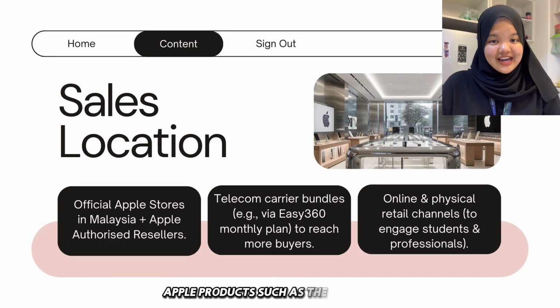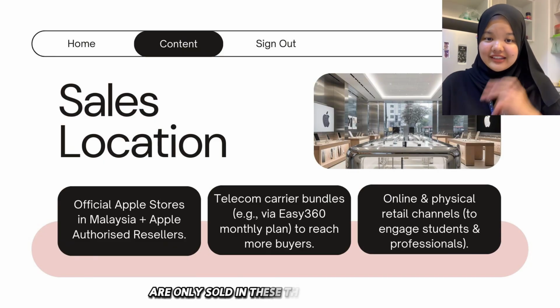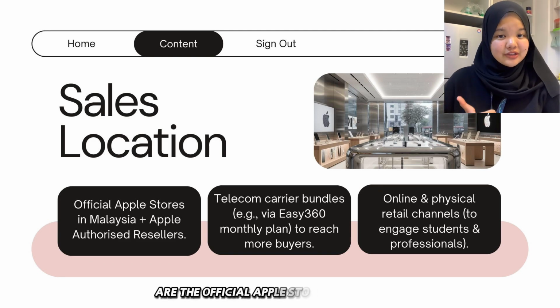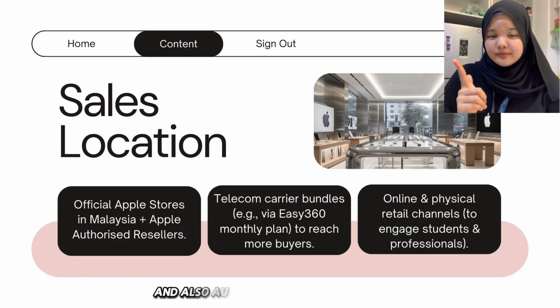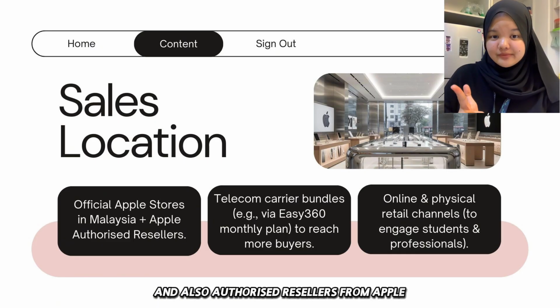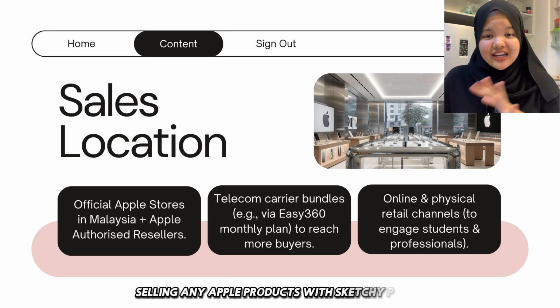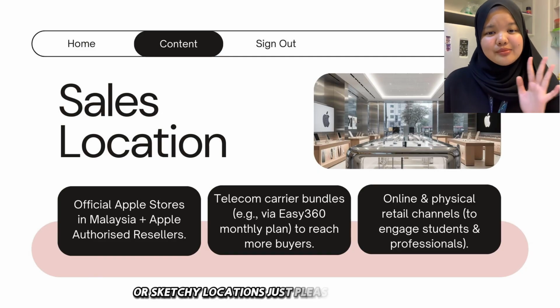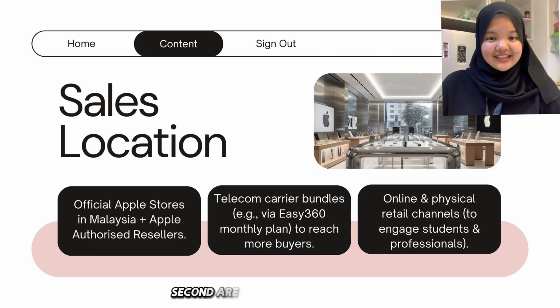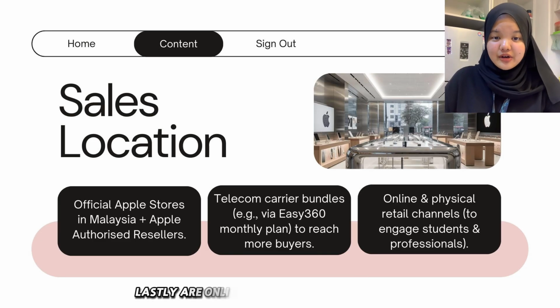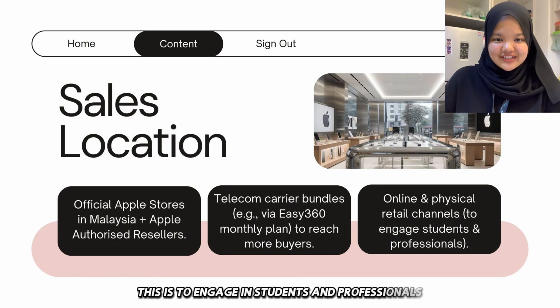Apple products such as the iPad Air M3 are only sold in these three official places. The first location are the official Apple stores in Malaysia and also authorized resellers from Apple. So if you see any sketchy person selling any Apple products with sketchy prices or sketchy locations, just please don't believe it. Second are telecom carrier bundles such as the Easy 360 monthly plan. This is to reach more buyers for the Apple products. Lastly are online and physical retail channels. This is to engage students and professionals.